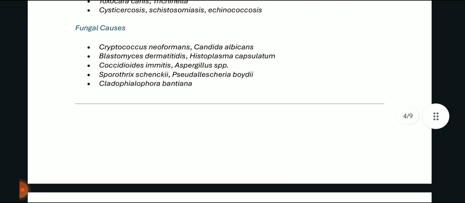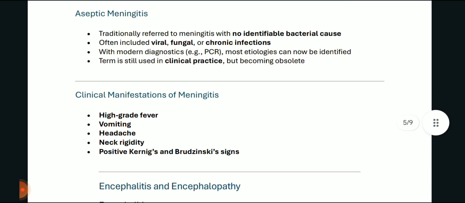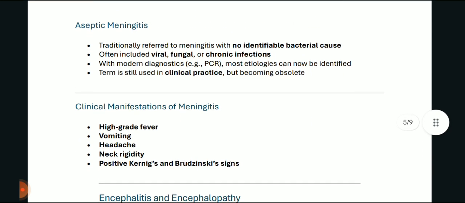Now, the fungal causes are the common fungi, which are Cryptococcus neoformans, Candida albicans, Blastomyces dermatitidis, Histoplasma capsulatum, Coccidioides immitis, Aspergillus species, Sporothrix schenckii, Pseudallescheria boydii, and Cladophialophora bantiana. Okay, some very French names.